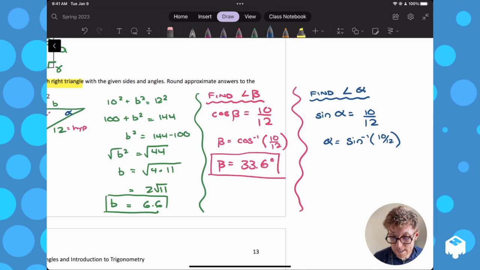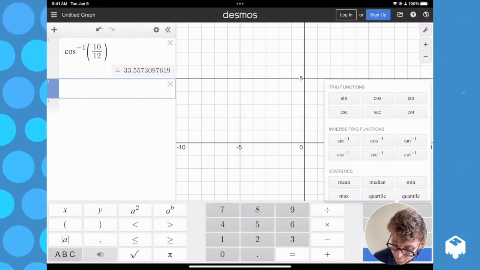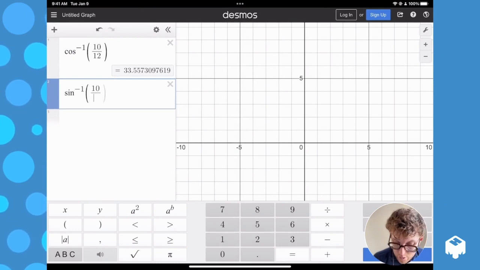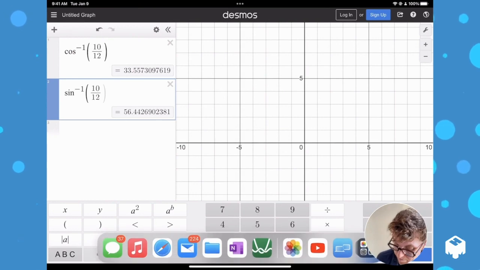And I see that that is going to need a calculator. Inverse sine of 10 over 12. I get 56.4 degrees.